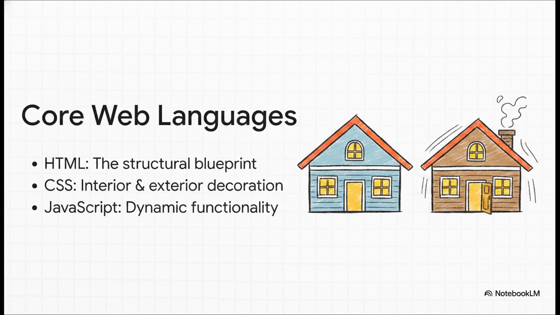The walls, the roof. Then you've got CSS, which handles all the interior and exterior decoration, the paint, the aesthetic styling. And JavaScript? Well, that's the dynamic functionality. That's the electricity, the plumbing, opening the garage door. It literally brings the building to life.